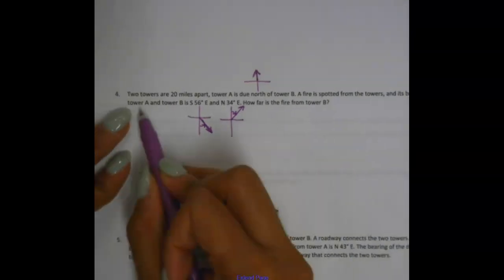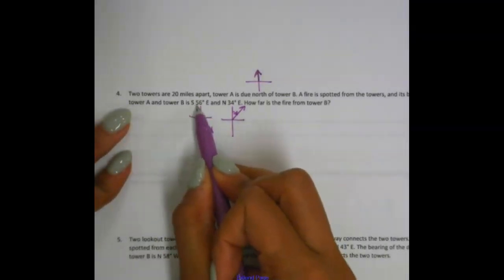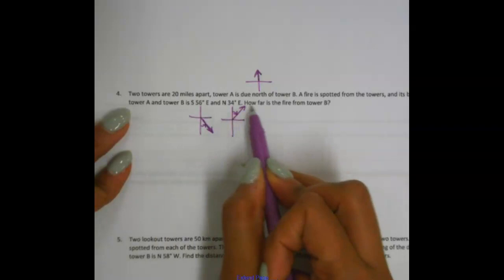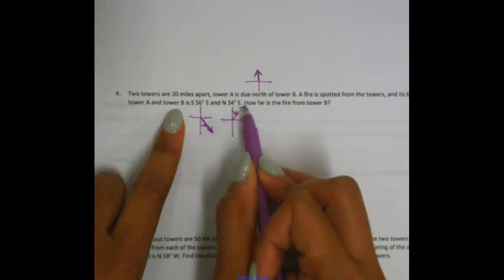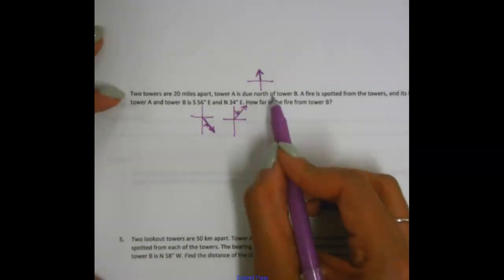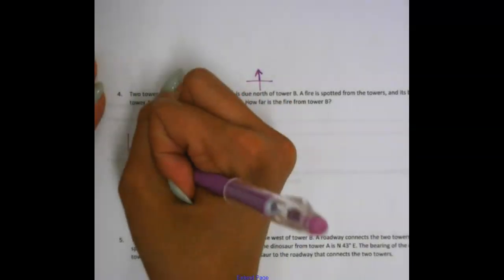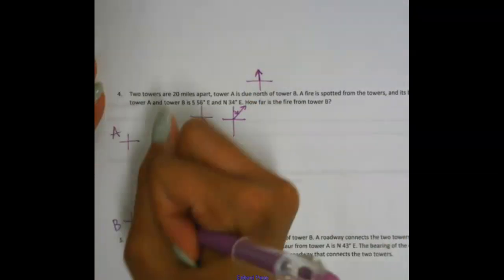And it's asking how far is the fire from Tower B? It might have helped to say that Tower A and Tower B is south 56 degrees east and north 34 degrees east, respectively. So Tower A, this is the direction. Tower B, this is the direction. So hopefully that makes sense. Okay, so first thing that I noticed is it said that Tower A is due north of Tower B. Does that mean that A is on top or B is on top? A. Okay, so up here at the top, I'm gonna draw my little compass here. Tower A is due north. That means that A is right above. And that distance between them is 20 miles.